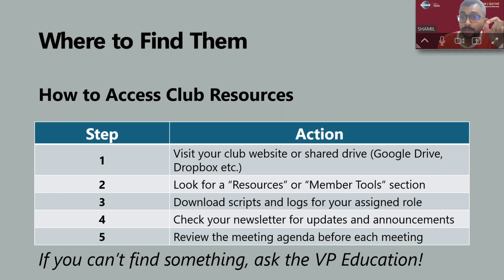Then, in case the club has a shared drive, like a Google Drive or a Dropbox, you can access the resources from there as well. The second step is to look for the resources or member tools section. That can be scripts, logs, or any other information pertaining to your meeting roles, or any information regarding Toastmasters International or your club. The third step is to download the scripts and the log sheets for your assigned role. The fourth thing is to check regularly for the newsletters.